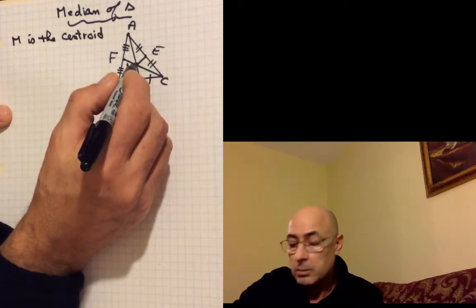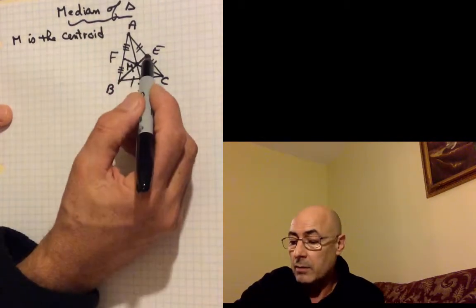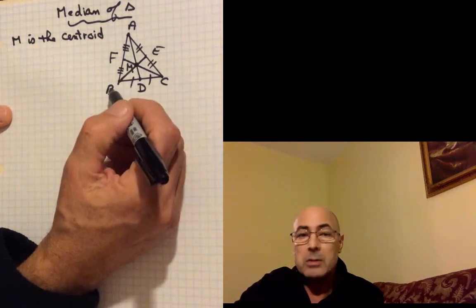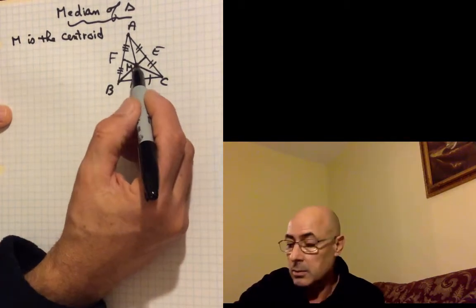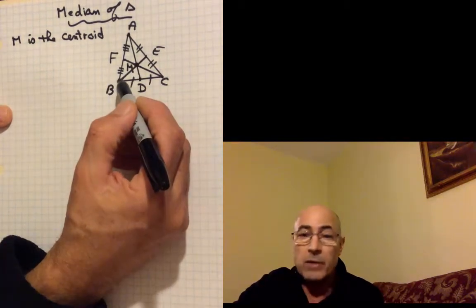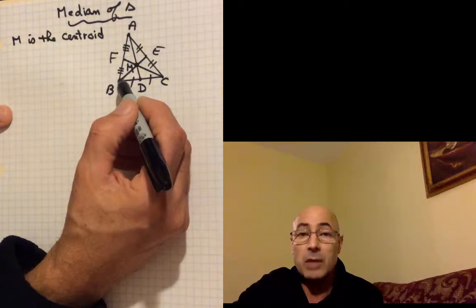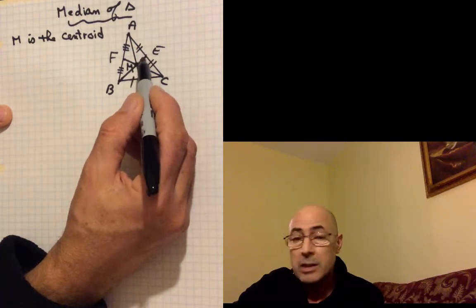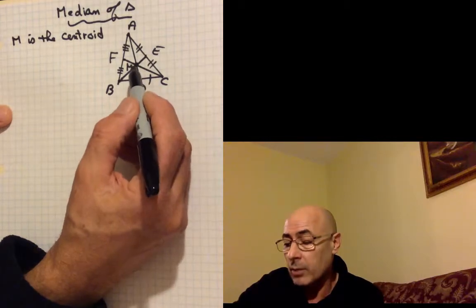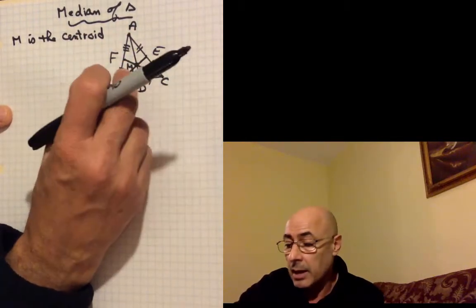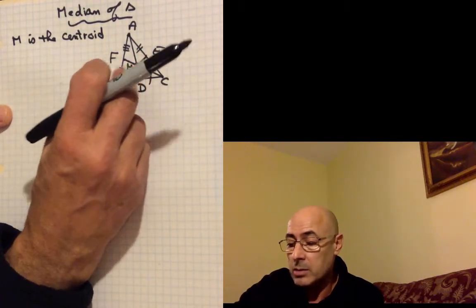This point has a very important property. Point M, the centroid, divides the median into two parts. One long part from the centroid to the vertex of the triangle, and the other part is the short part. It's always from the centroid to the side. And there is a relation between these two parts.